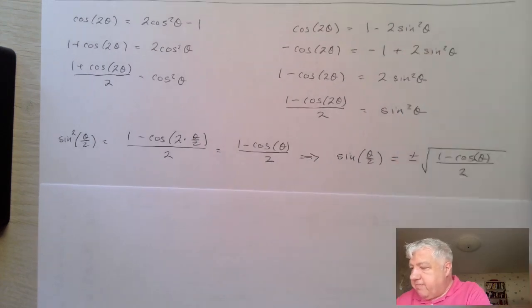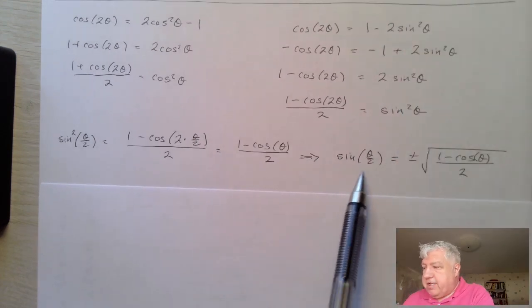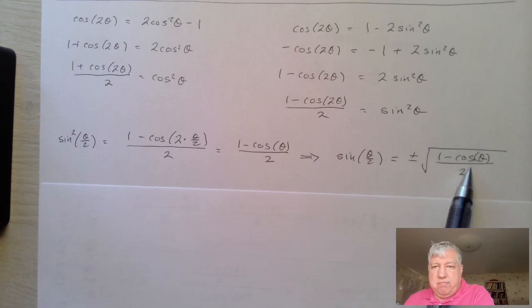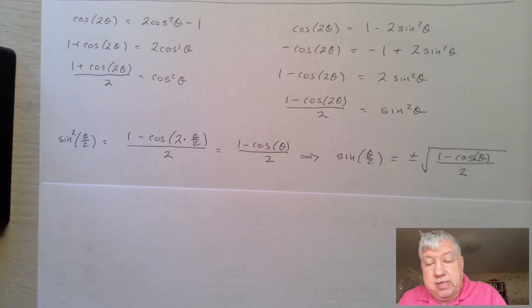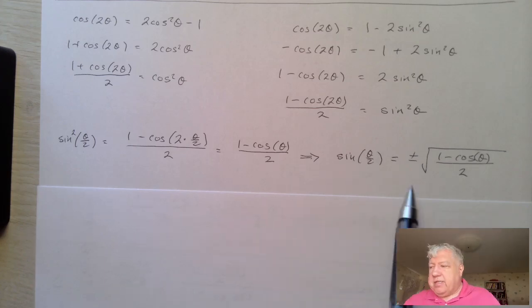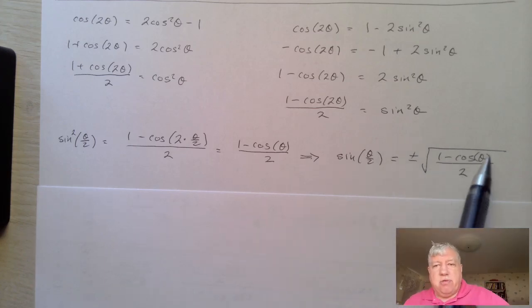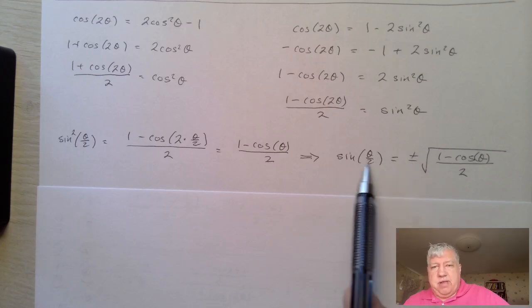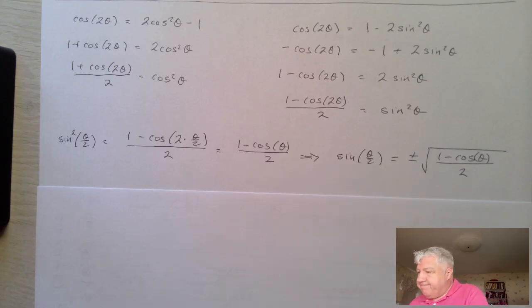And then if we want to, we can take the square root of both sides. We get plus or minus the square root of (1 minus cosine theta) divided by 2. Now, we don't know what quadrant theta is, and we don't know what quadrant theta over 2 is. So that's why we have a plus or minus. Obviously, we're not saying both of these values can work. It's either going to be plus or minus depending on what quadrant theta over 2 is in.